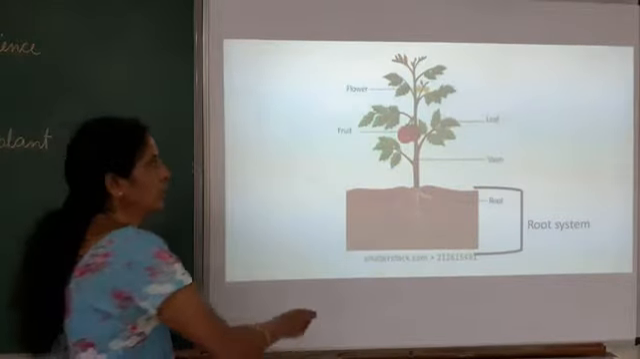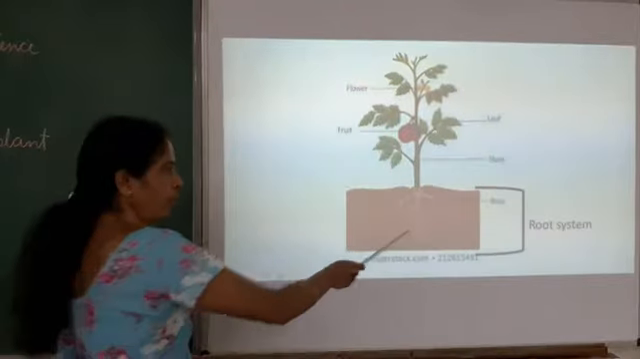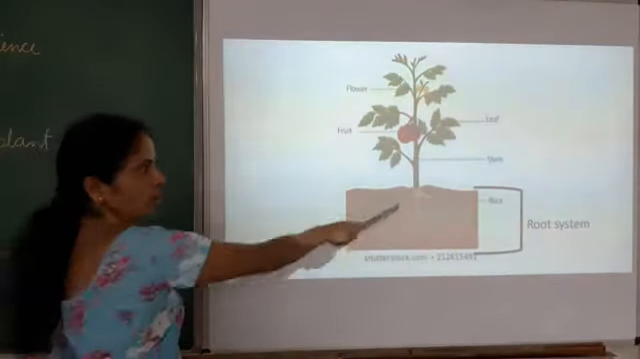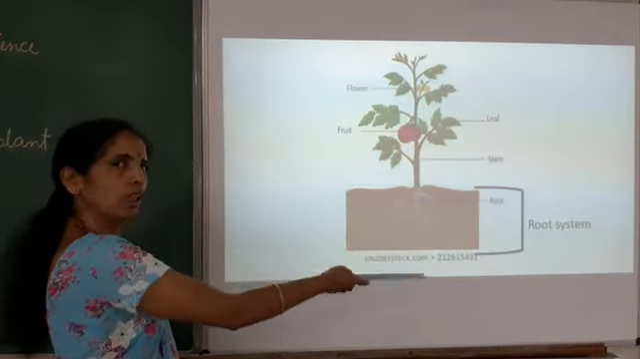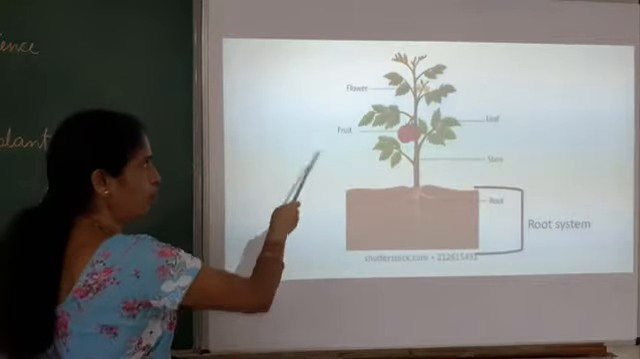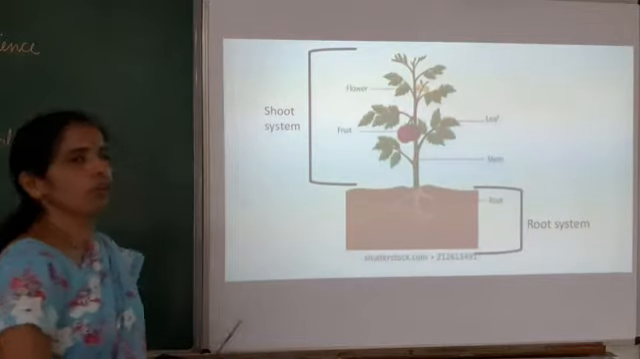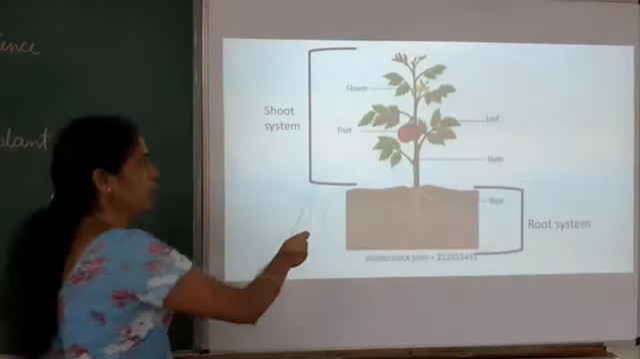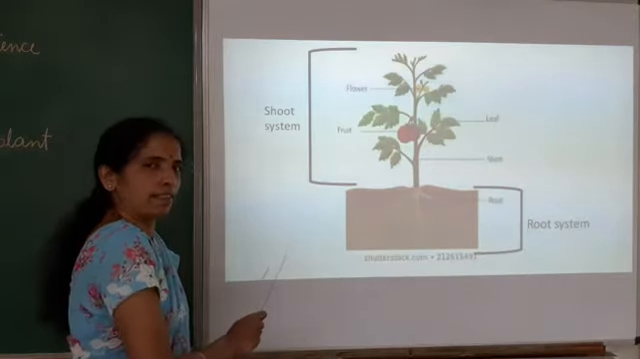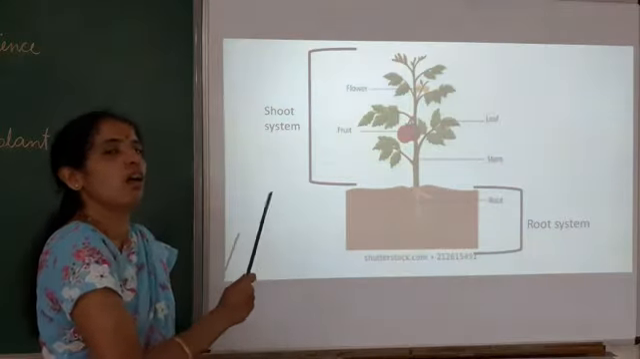Children, here is a diagram of plant. So we have already studied about root system and you know that root grows below the ground. Now, we are going to study about shoot system or shoot. Children, tell me, where do you find the shoot or shoot system? Yes, it grows above the ground.